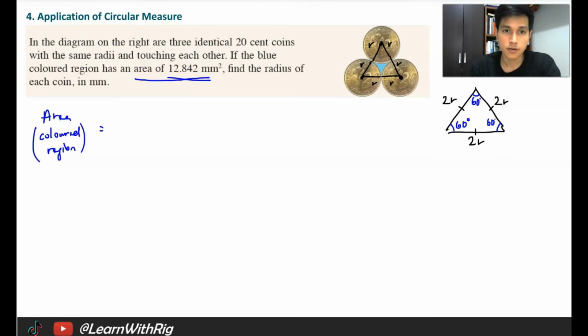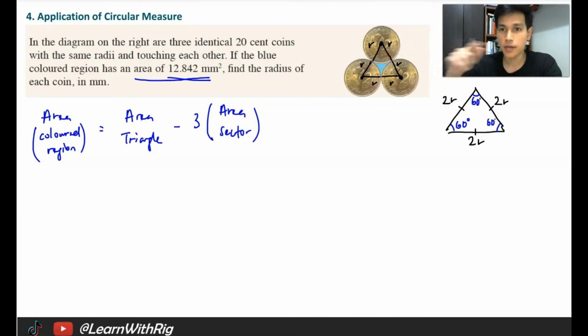The area of the colored region is equal to the area of the triangle minus 3 times the area of a sector. Okay, so in other words, you just have to find each sector. If you just find one sector times 3, you'll get 3 sectors. So the whole area of the triangle minus the 3 sectors, you should get the area of the colored region. So let's form the equation.